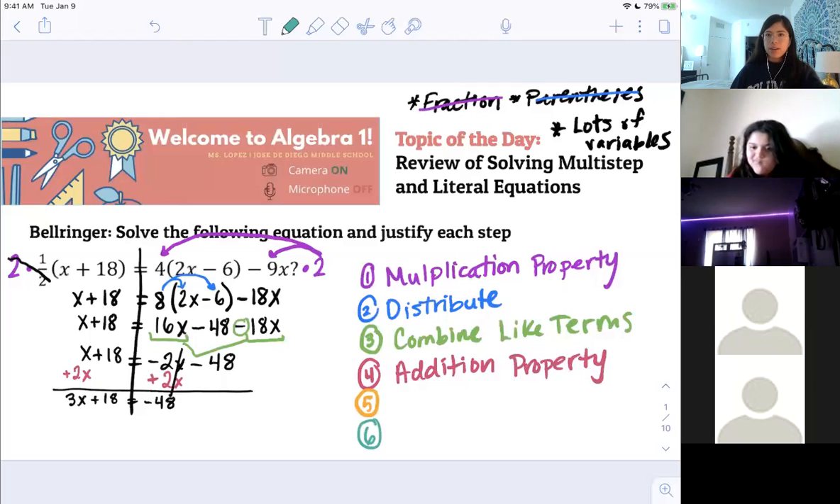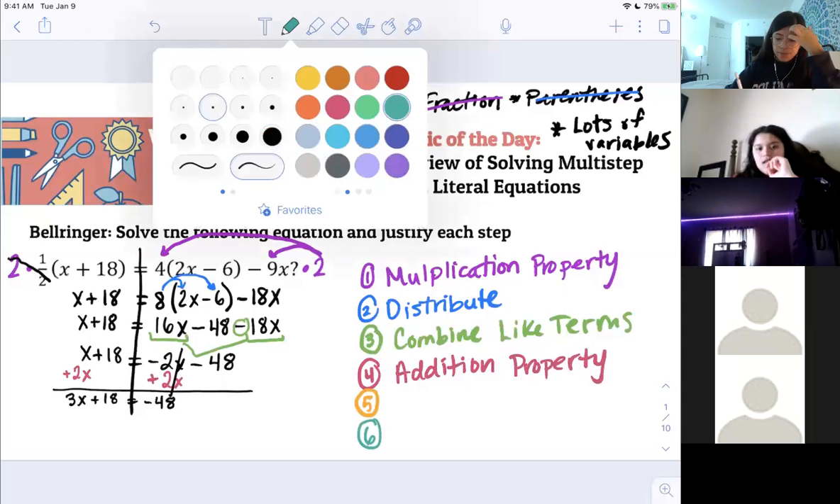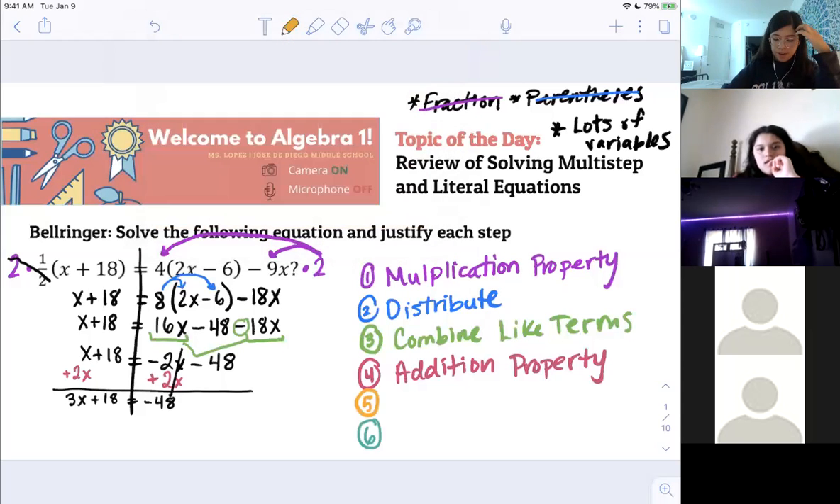All right. So I see a few correct answers. Good. Let's go through it. So this next step, it's a little bit tricky because you have negatives. So this is where you got to be very, very careful. Since I have a plus 18, I'm going to want to subtract. So here, I say I'm going to do minus 18, right?